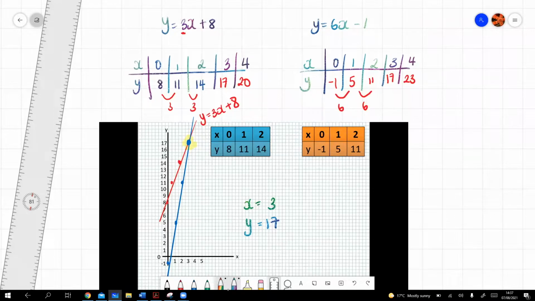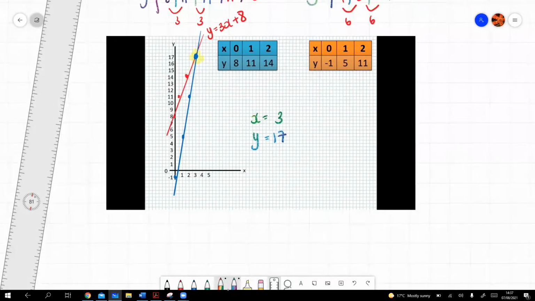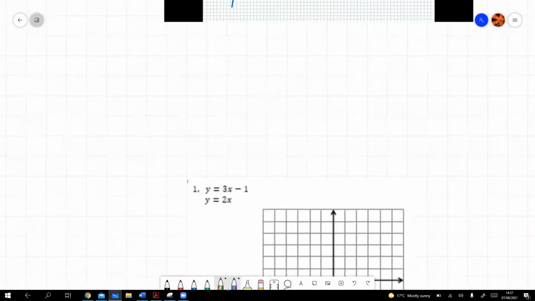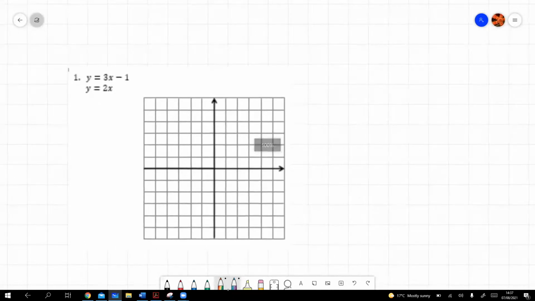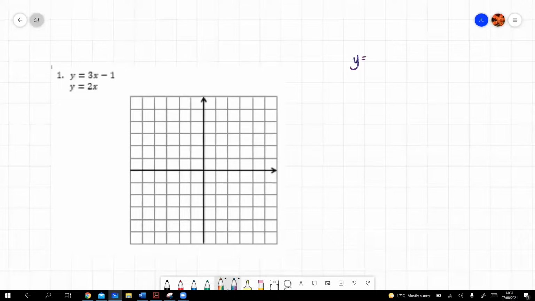Right. Let's have a look at a few other examples then, like this. Put the ruler away, we don't need that. Okay. y equals 3x minus 1 and y equals 2x, right? Again, we have to draw our table of values first. So I'm going to have y equals 3x minus 1.